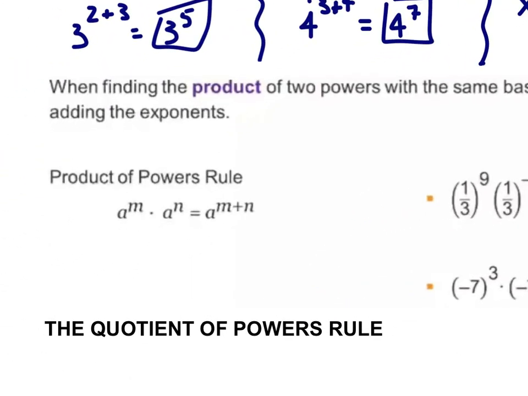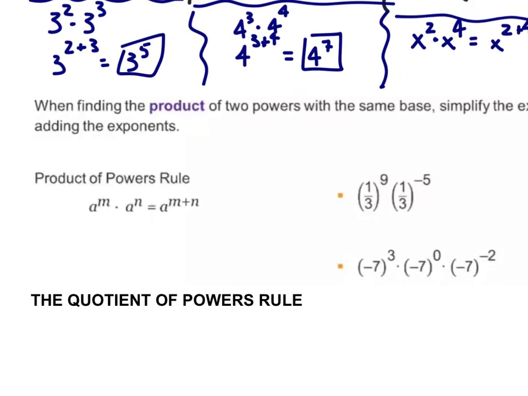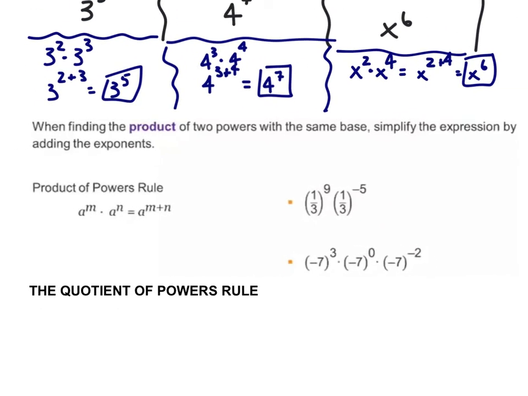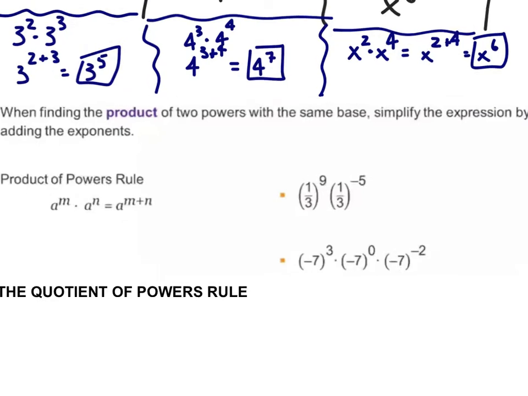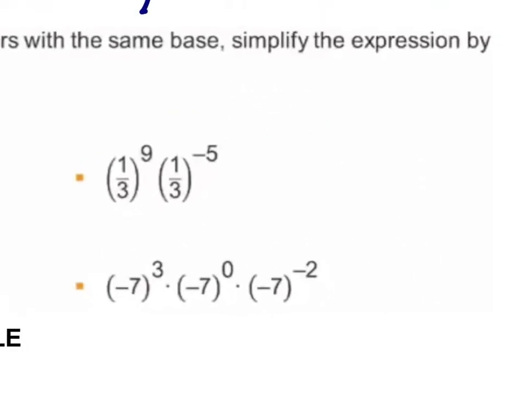So when you read this, product of powers rule: when finding the product of two powers with the same base, simplify the expression by adding the exponents. And so here's your rule, and this rule will work for any number. If I have a to the m times a to the n, my a is my base, m and n are my exponents. Notice how a is the same. Then all you do to simplify that is add your exponents. So let's quickly come over here and do this.